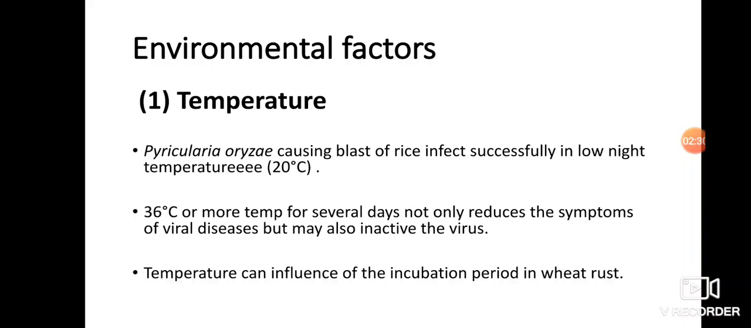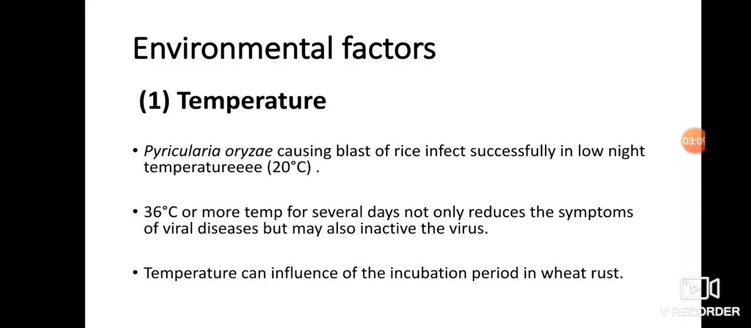The second factor which affects the infection and disease development in plants is environmental factors. In environmental factors, there are many factors which affect the disease development. These are temperature, moisture, light, soil reaction, and soil nutrition. Environment can influence the host or the pathogen or both. The interaction of host and pathogen and severity of symptoms are greatly influenced by the environment.